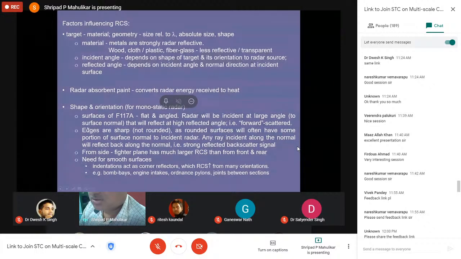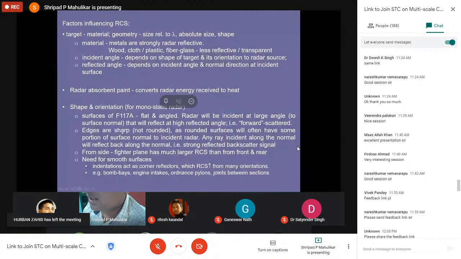So the surface geometry of the F-117A, which is a stealth fighter, also used as a stealth bomber, is flat and angled. As a result, the incident radar will be at a large angle relative to the surface normal, which will reflect at a high reflected angle, that is, it encourages forward scatter and minimizes backward scatter from the point of view of monostatic radar.